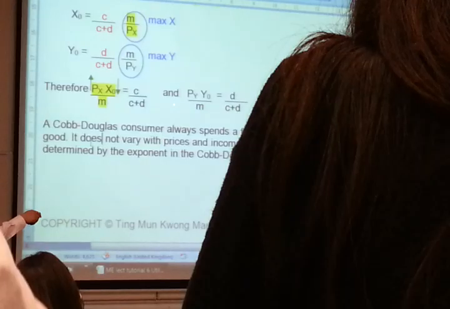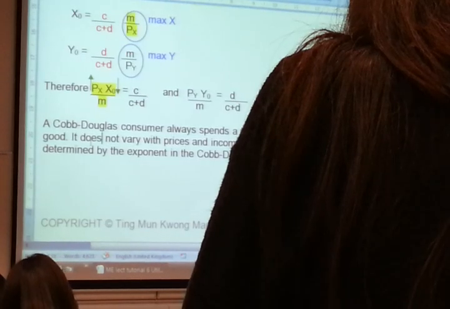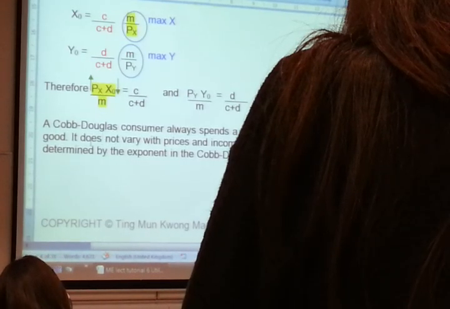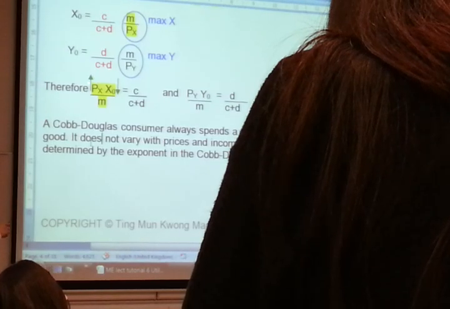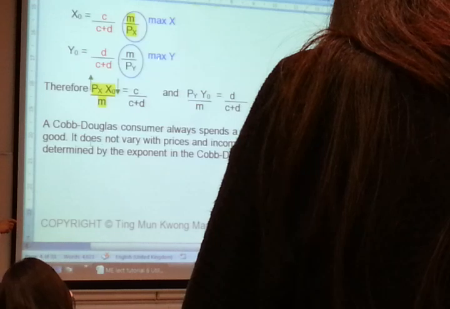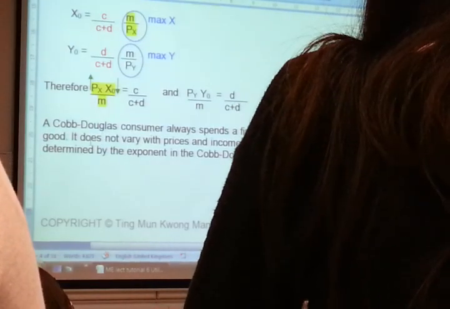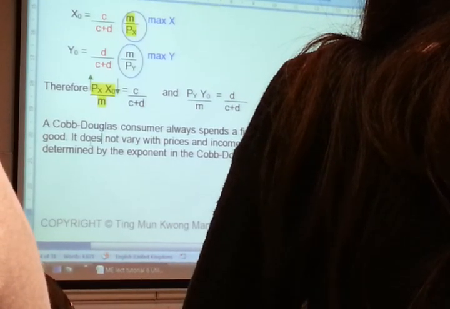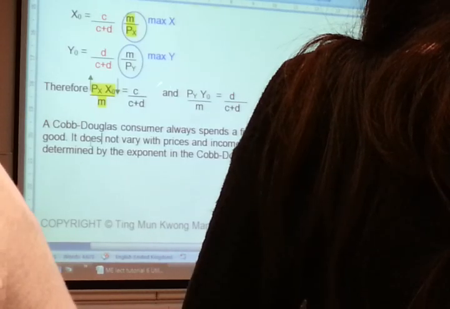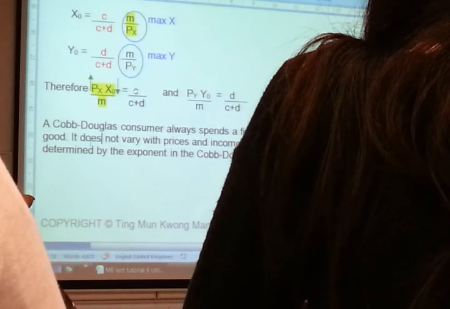Okay? Any question? That's why a Cobb-Douglas consumer always spends a fixed fraction of his income on these goods. And this fraction does not change with prices and income. It's always fixed, which means that if the price of X rises by 10%, his total spending on X rises or falls? No change. Because the quantity of X will fall by the same proportion. Understand? It has to, because this is a constant. It cannot adjust. So the adjustment is true for the quantity. Okay?